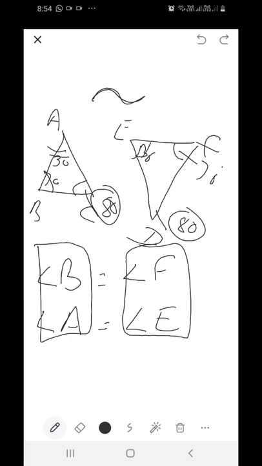For congruency, we use the word property, but for similarity, we are going to use the word axiom. So how will I write? I will write triangle ABC is similar, this is the symbol as I told you, similar to triangle. If you have written ABC for the first triangle, you cannot write DEF for the second triangle.